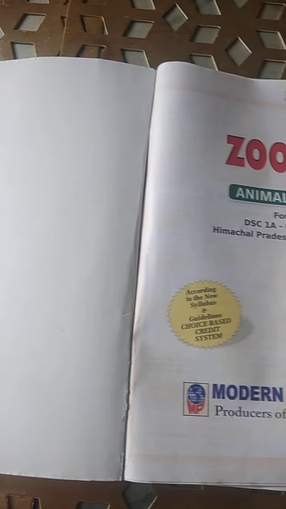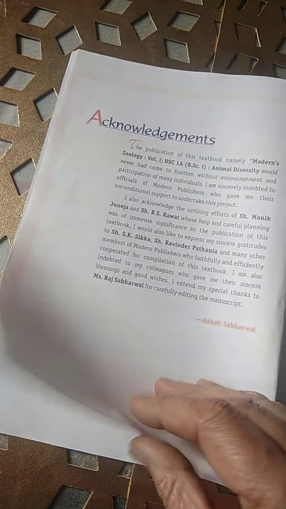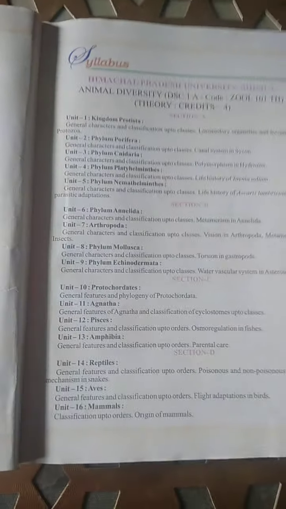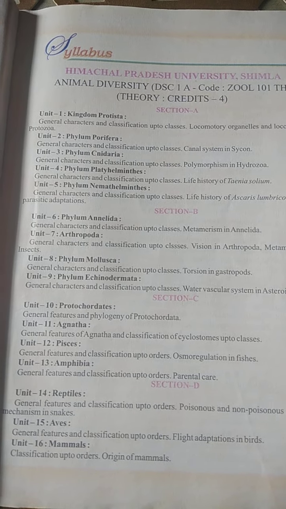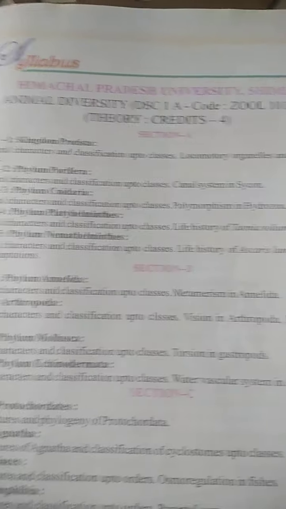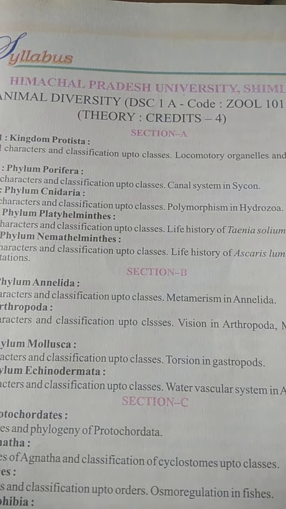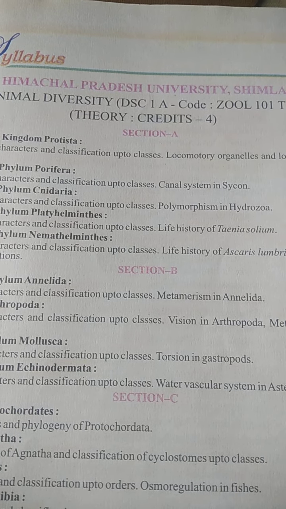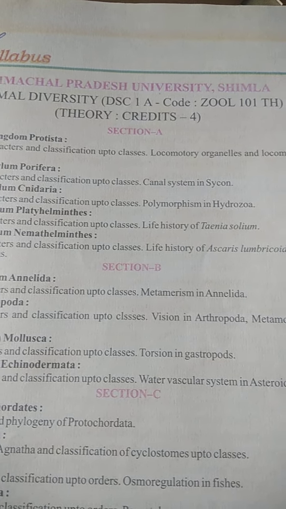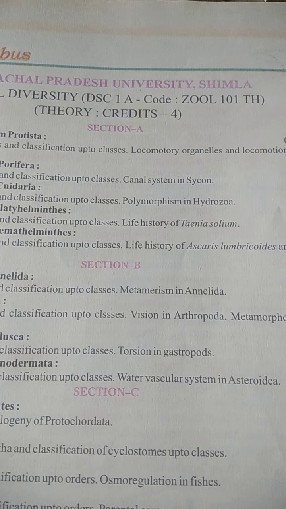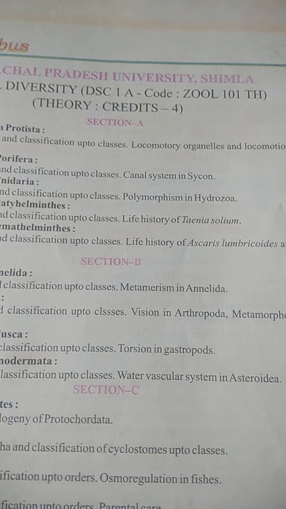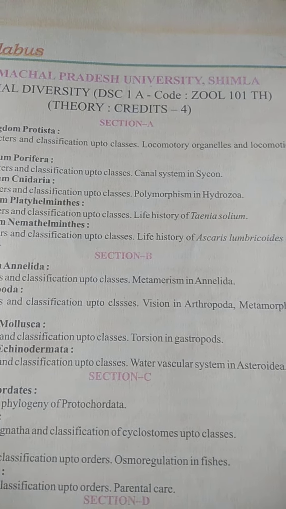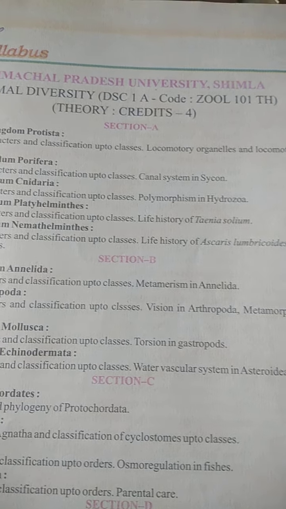I'll give you the contents of this book, how this paper is divided, and what the code of this paper is. The paper title is Animal Diversity, as you can see here, and this is DSC 1, and the code is ZOOL 101TH. You are going to get 4 credits after doing this paper. This whole paper is divided into 4 sections.